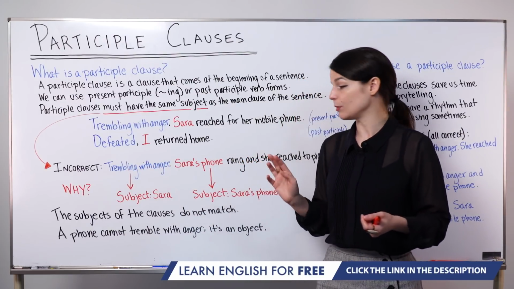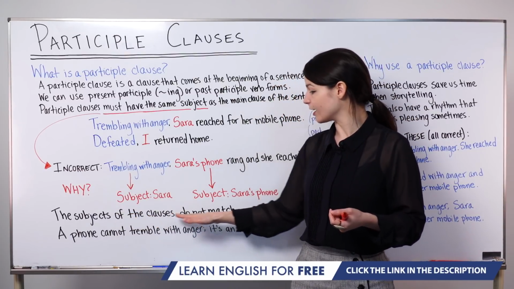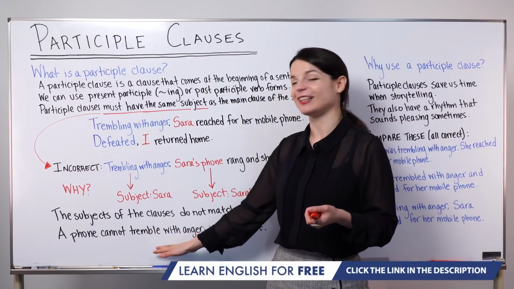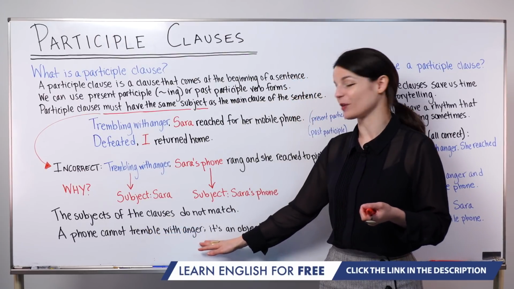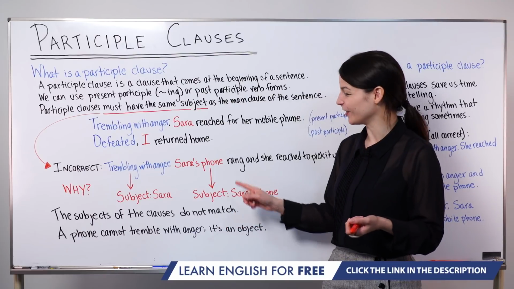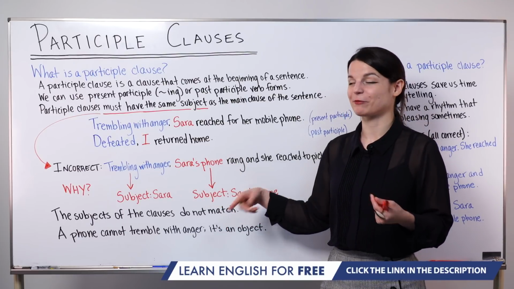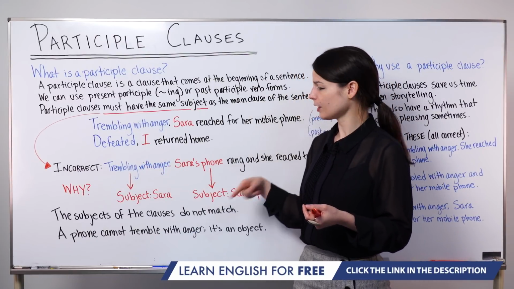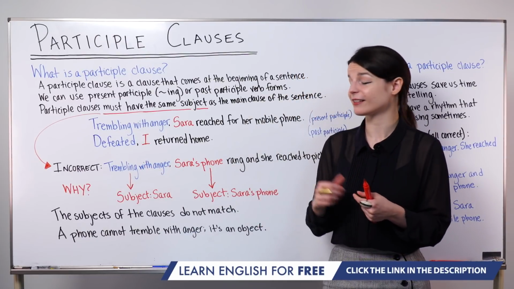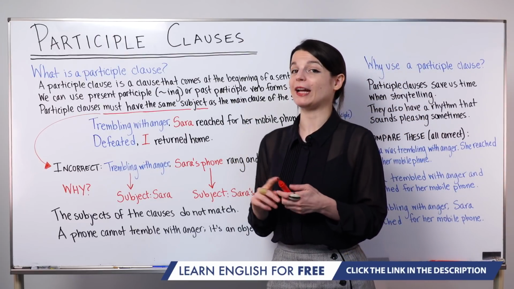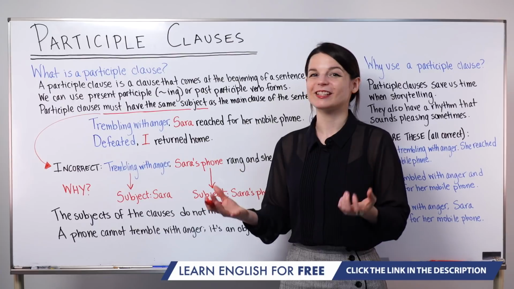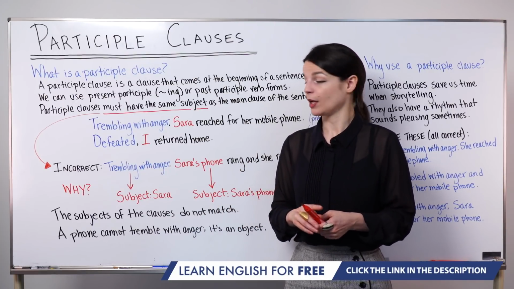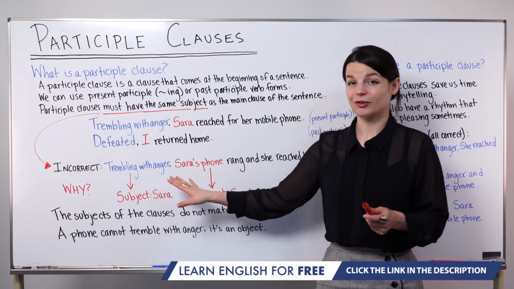So please keep in mind that if the subjects of the clauses do not match, it makes an incorrect sentence. And a phone, in this case, cannot tremble with anger. It's an object. So this is a pretty good way to tell that this is not quite right. So keep an eye out for things like this. This is very common in writing in particular. If you say it in speech, most people understand, and we often make mistakes in speech too. But in your writing, please watch for this.